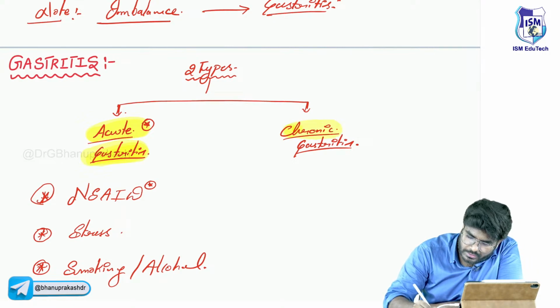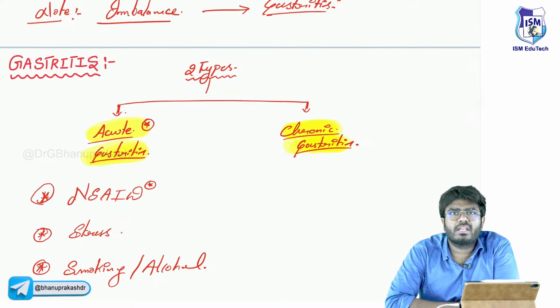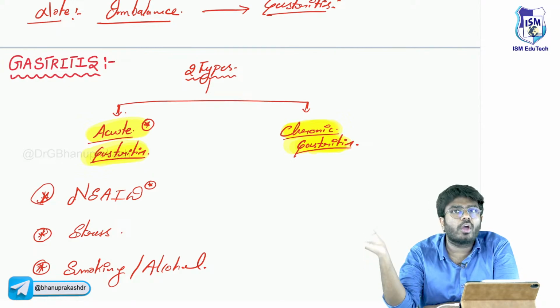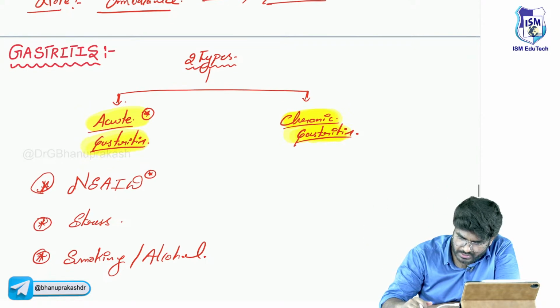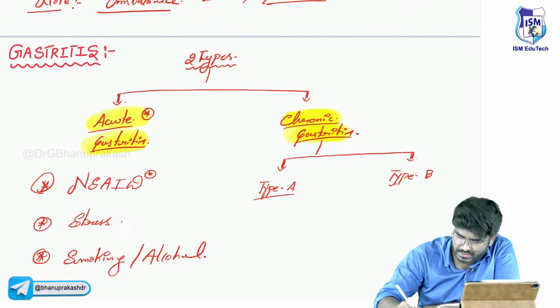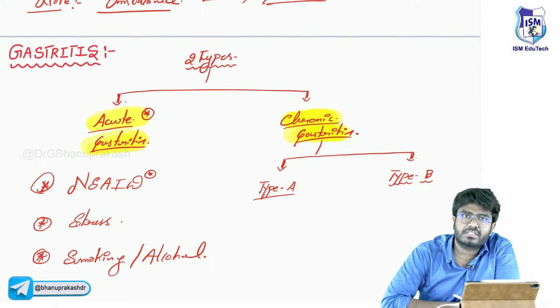Then in which people is chronic gastritis seen? Chronic gastritis is not going to be there for a few times, it's going to be there for a longer duration, years together. Chronic gastritis is further divided into two types: type A chronic gastritis and type B chronic gastritis.